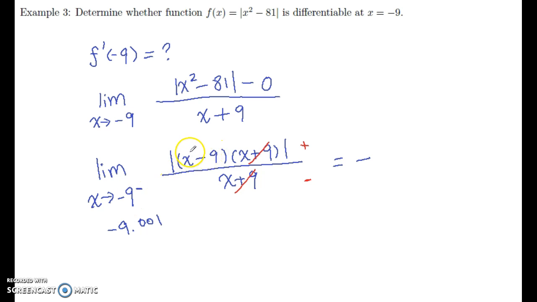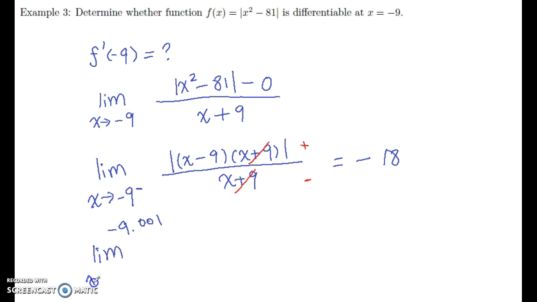We plug in −9: −9 subtract 9 is −18, but the absolute value is 18. So for the limit as x approaches −9 from the left, we get −18 as a slope.